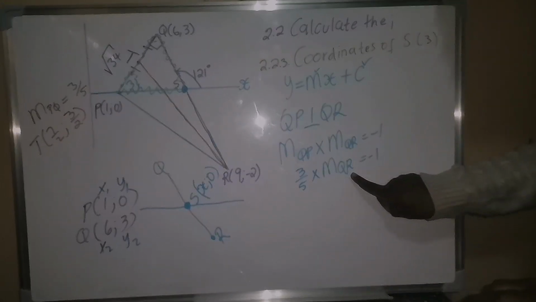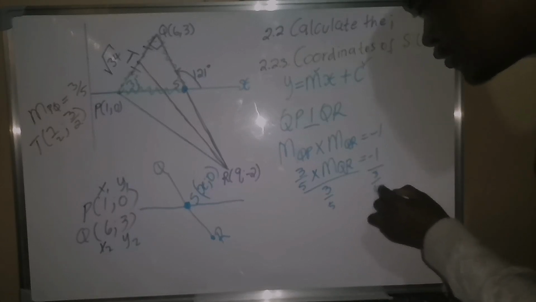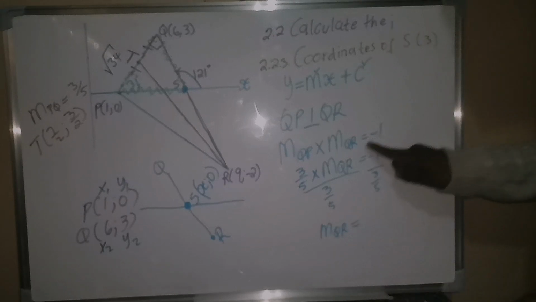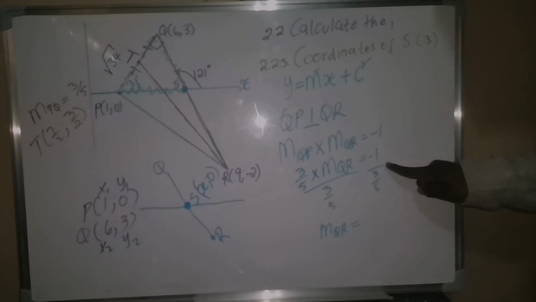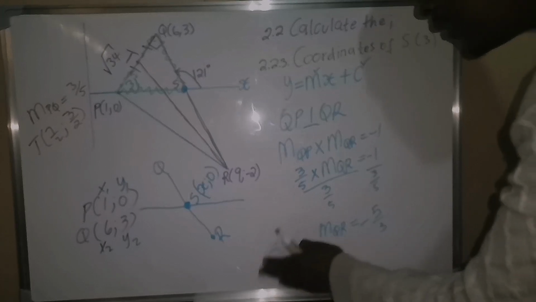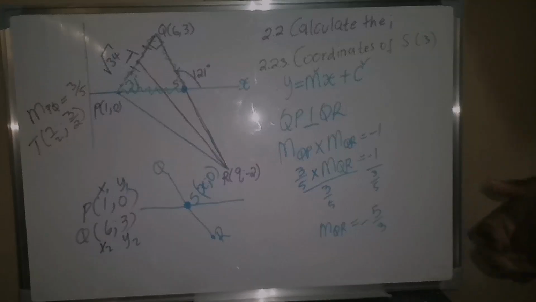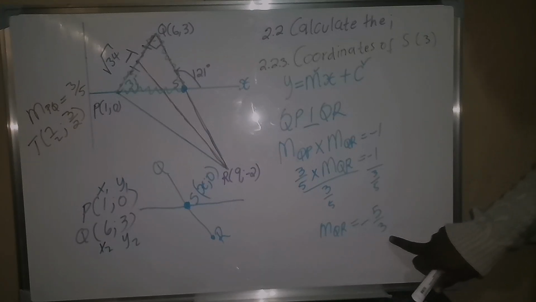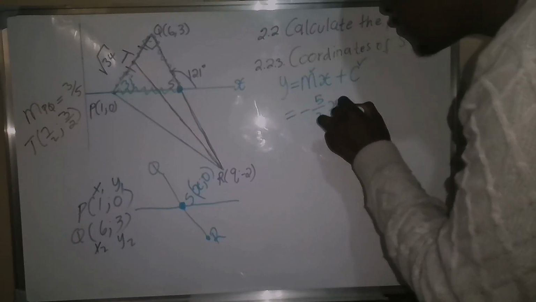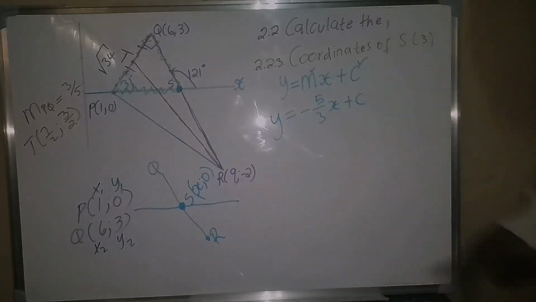Therefore, for me to find the gradient of QR, I need to divide both sides by 3/5. So the gradient of QR is -1 divided by 3/5. If you put this on a calculator, the answer is -5/3. This is the gradient of QR. We have our gradient, so y equals -5/3 x plus c.